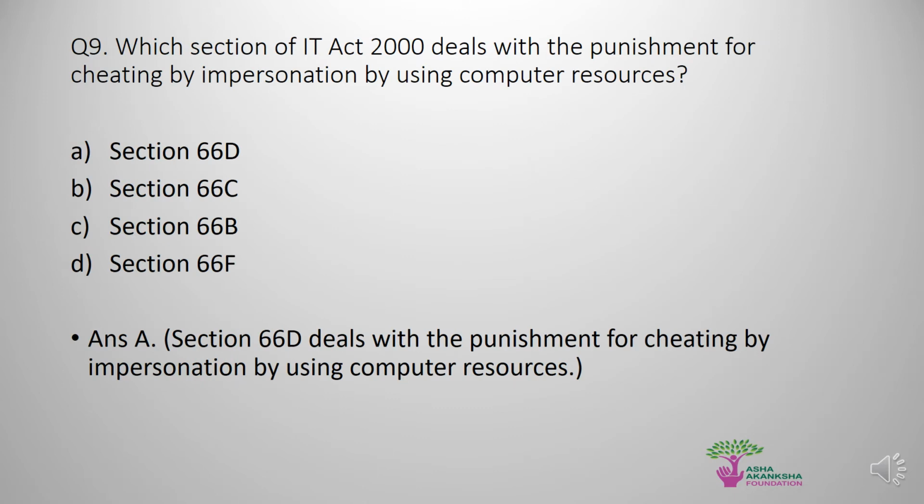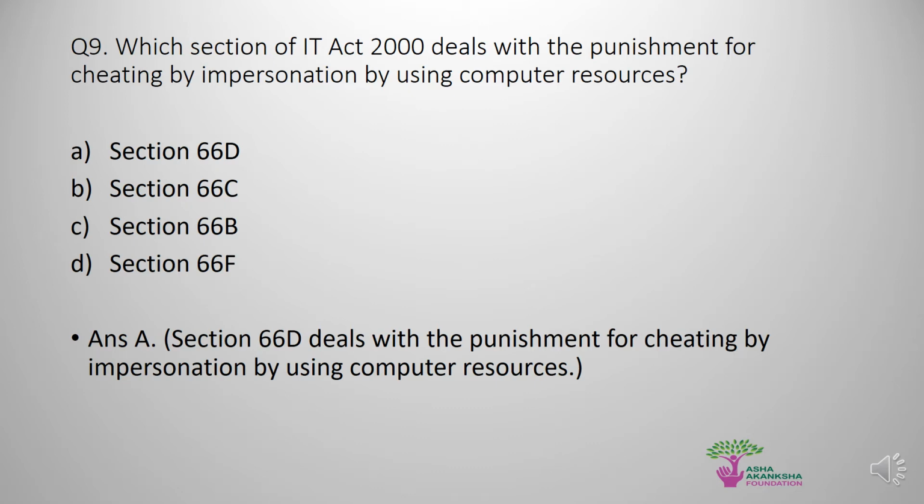Moving on to the next question, which section of the IT Act 2000 deals with the punishment for cheating by impersonation by using computer resources? Options are A. Section 66D, B. Section 66C, C. Section 66B, or D. Section 66F. The correct answer to this question is option A, that is Section 66D.